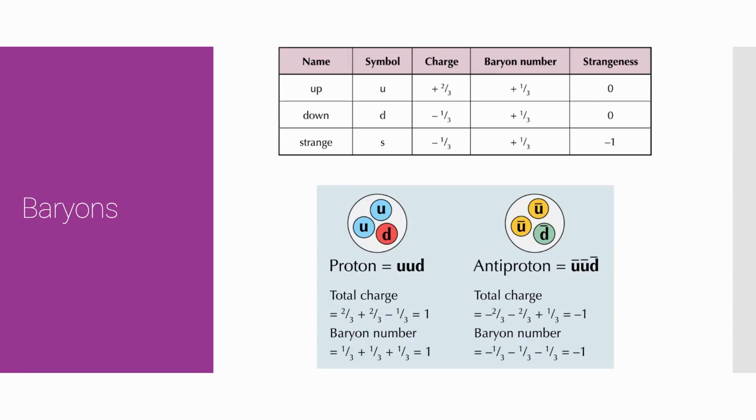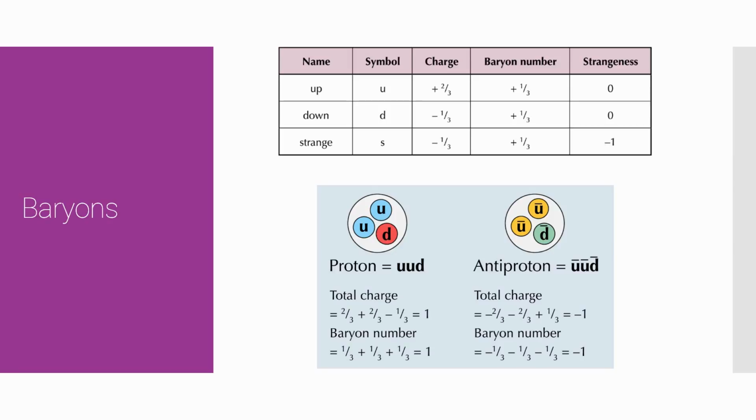As you can see with antiquarks, all the quantum properties are shifted. Instead of the up quark having 2/3 charge, the anti-up has minus 2/3 charge. And once again, the other anti-up has minus 2/3 charge. And the anti-down, instead of having minus 1/3, has plus 1/3, which results in a total charge of minus 1. All the antiquarks have baryon numbers of minus 1/3, so therefore that's why the antiproton has a baryon number of minus 1.